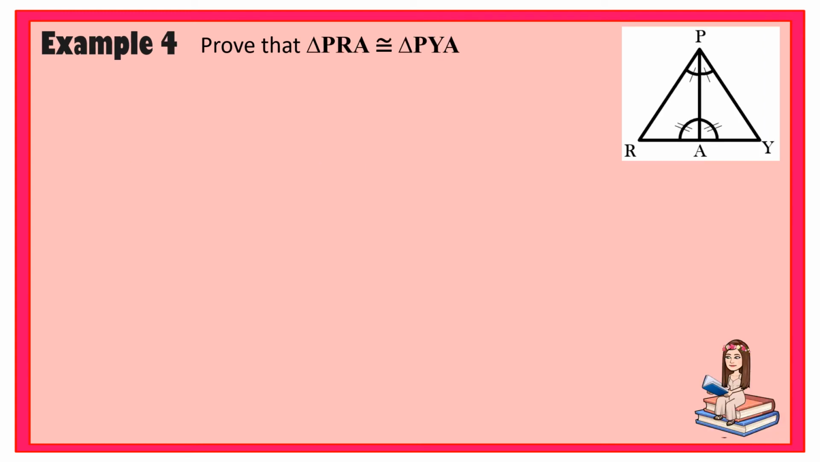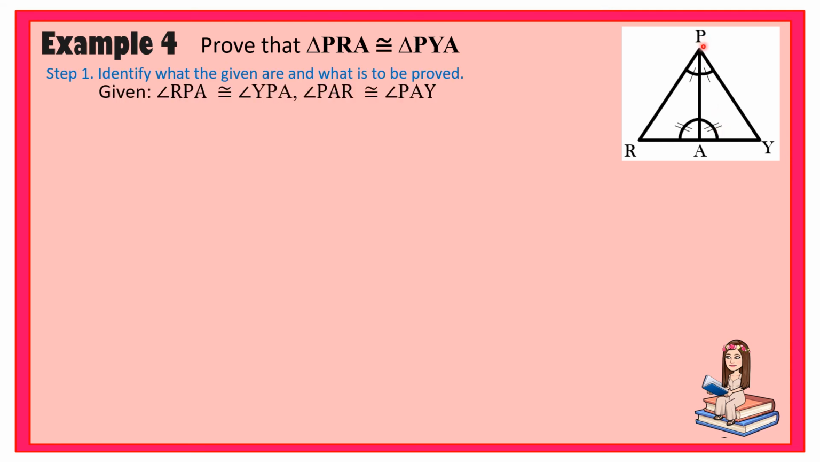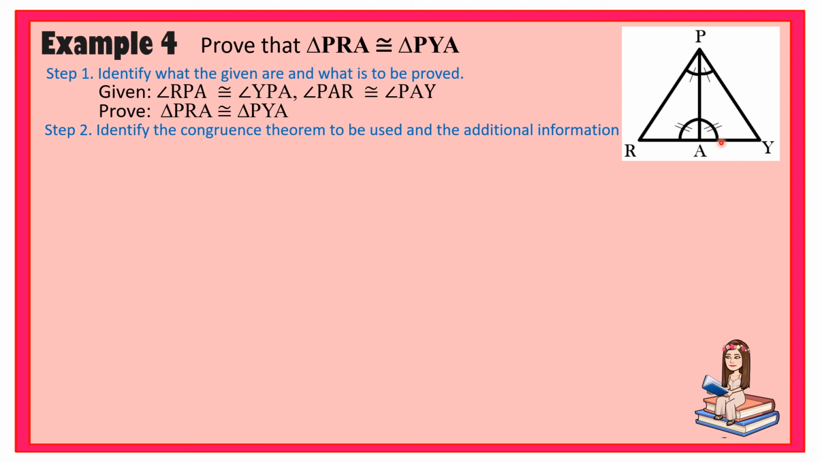Prove that triangle PRA is congruent to triangle PYA. Okay, let's start with a given. From there, we can say that RPA is congruent to YPA. Also, PAR is congruent to PAY. And we need to prove that triangle PRA is congruent to triangle PYA. Let's proceed. Identify the congruence theorem to be used and the additional information kung meron man.